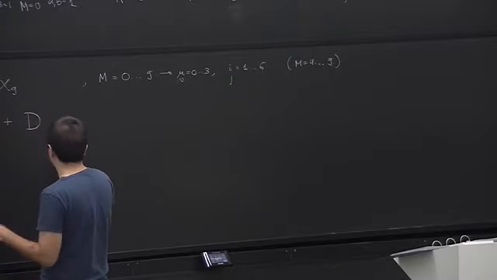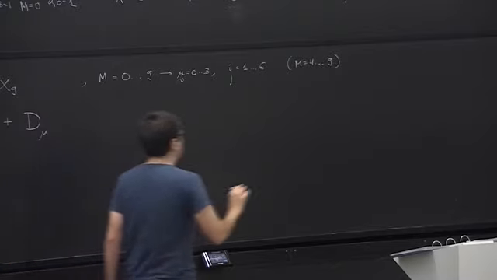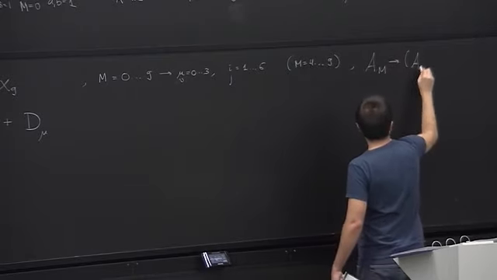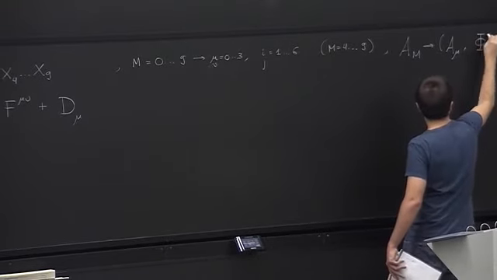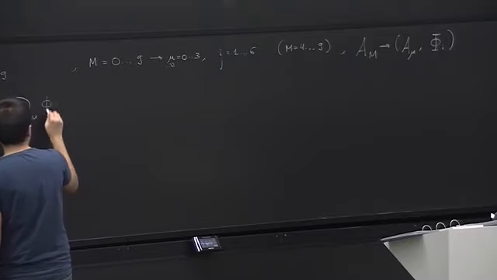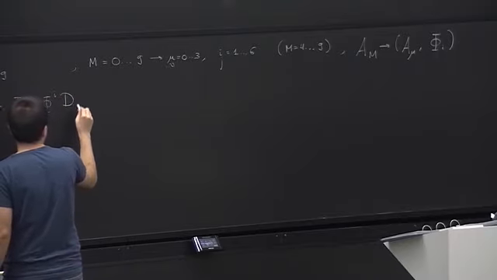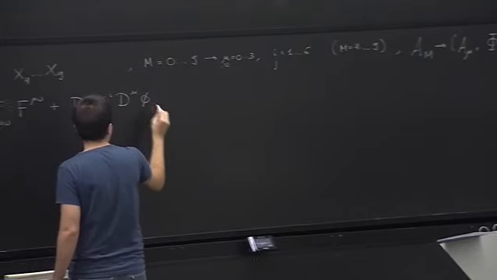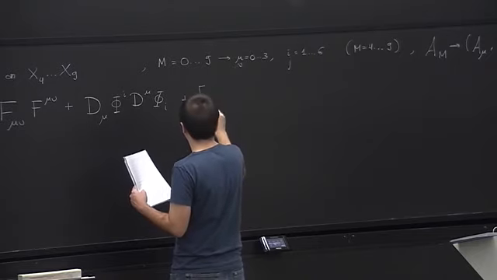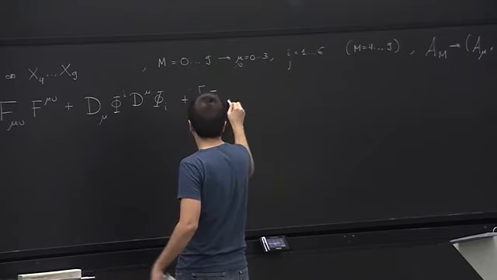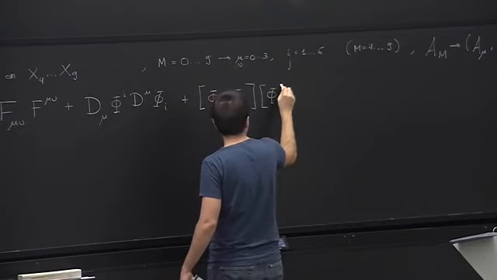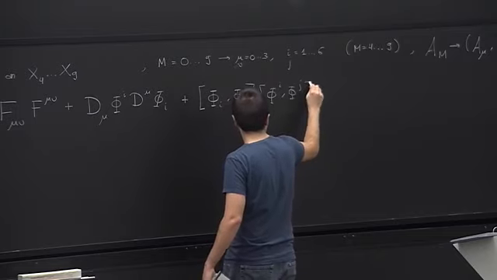Let me just write the full result, and I think it will be clear. And we separate our gauge field A_M into some A_mu and some scalars phi_I. And then we have D_mu phi_I D_mu phi_I plus commutator of phi_I, phi_J, commutator of phi_I, phi_J.